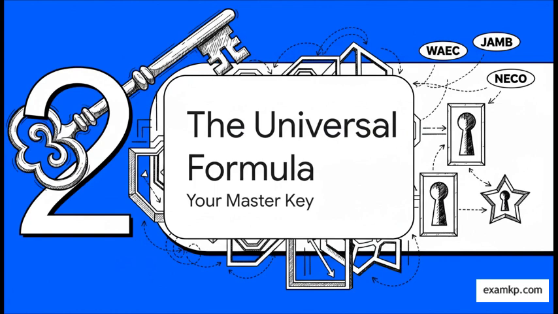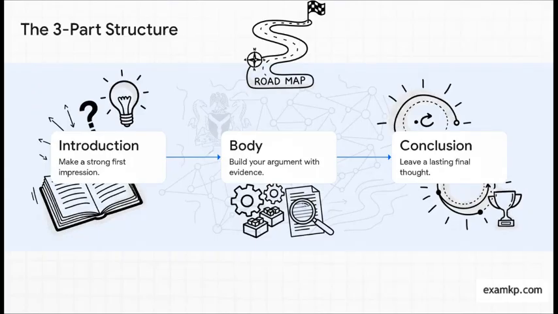So, how do you do it? How do you unlock that high score? Well, the good news is there's a master key, a simple, really powerful structure that works for every single essay. It doesn't matter if it's WAEC, JAMB, or NECO. At its core, every single great essay is built on this simple three-part structure. You've got the introduction, the body, and the conclusion. That's it. Think of it like a roadmap. It guides you, and more importantly, it guides the examiner from your very first sentence all the way to your final point. So let's break down each part of that journey.